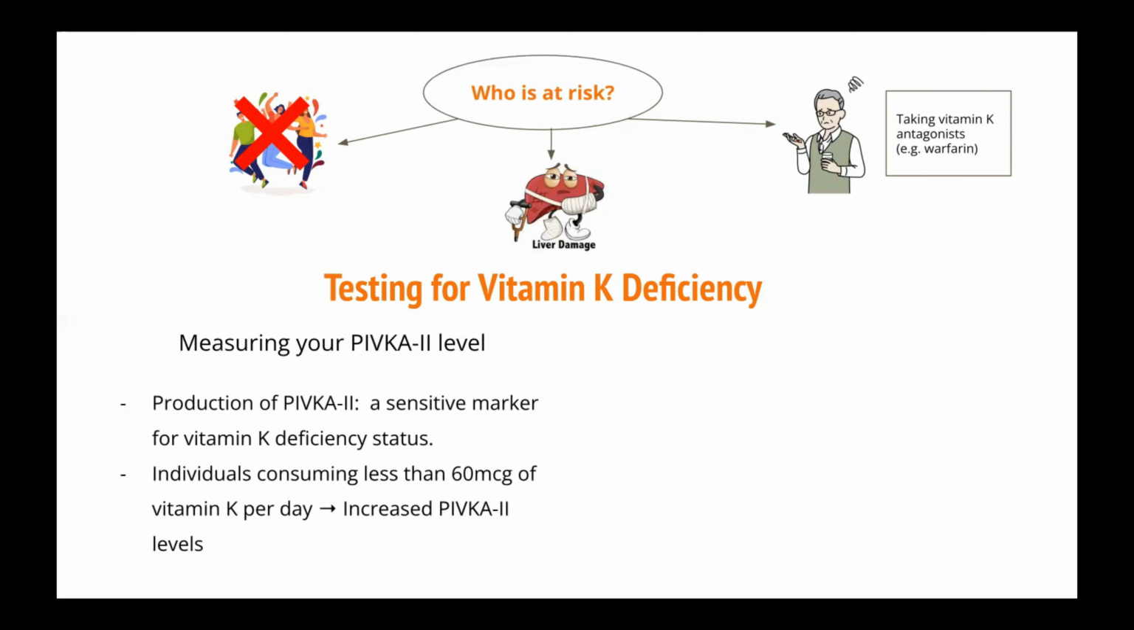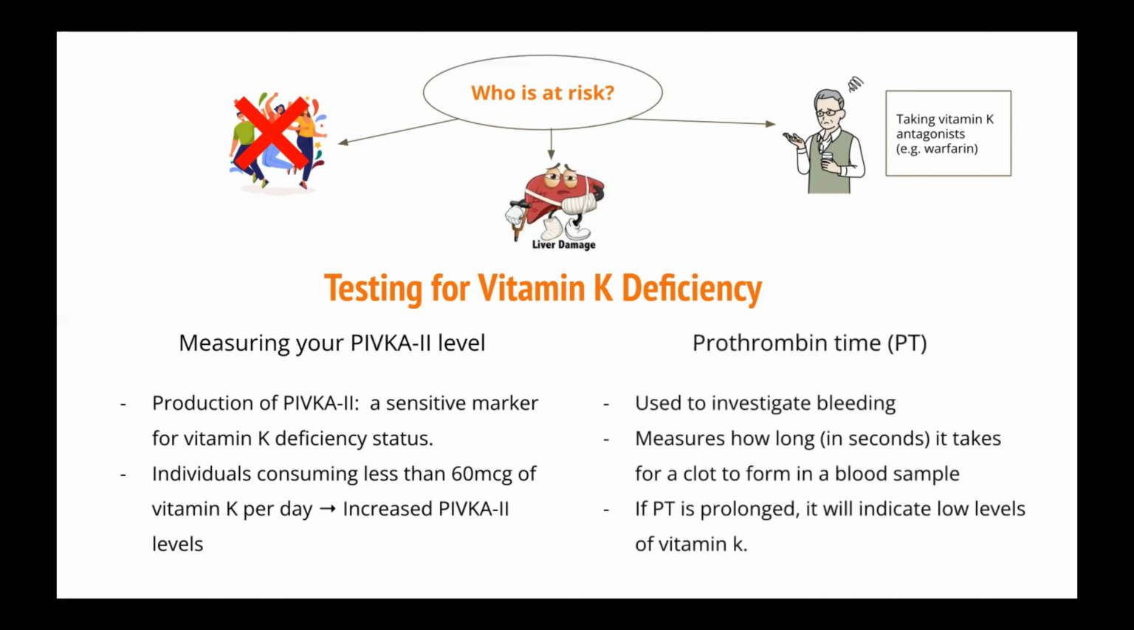of vitamin K. The second method is PT, and it's considered to be the primary test used to investigate bleeding. It measures how long in seconds it takes for a clot to form in a blood sample. So in relation to the deficiency of vitamin K, if the result of the PT is prolonged, it will indicate low levels of vitamin K.